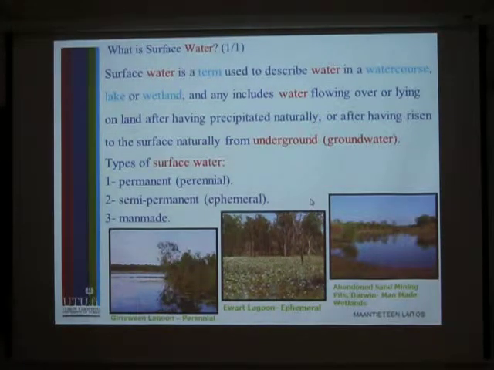So, as I said, we have two kinds of water. The first one is surface water, and the second one, which is very important in many dry areas, is called groundwater. So any kind of water on the surface, on the ground, is called surface water. However, we have three types of surface water. The first one is permanent, or it's called perennial, and the second one is semi-permanent, or it's called ephemeral, and the last one is called man-made.